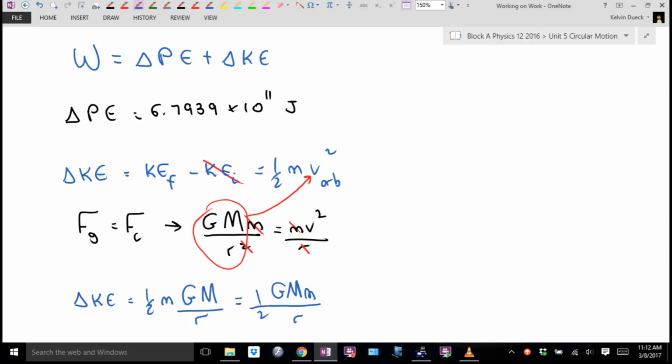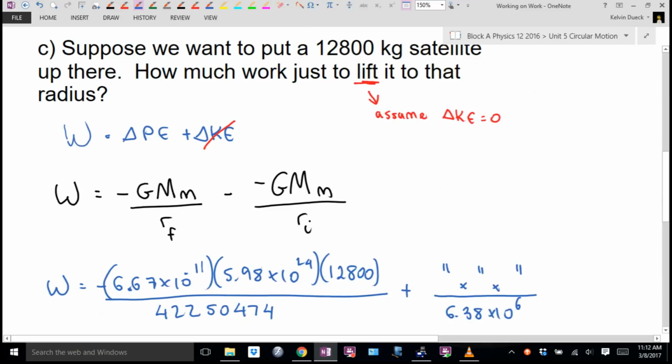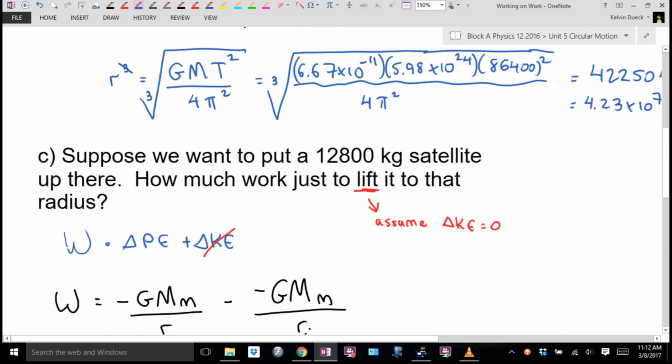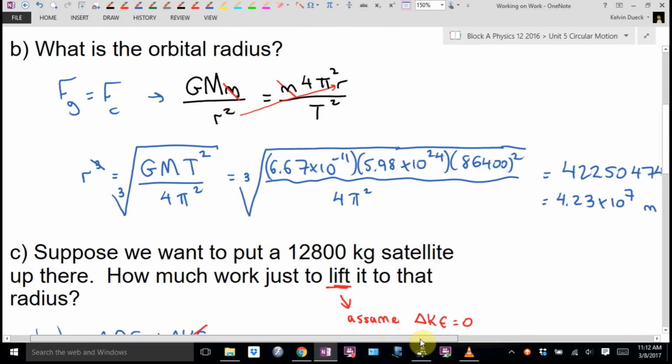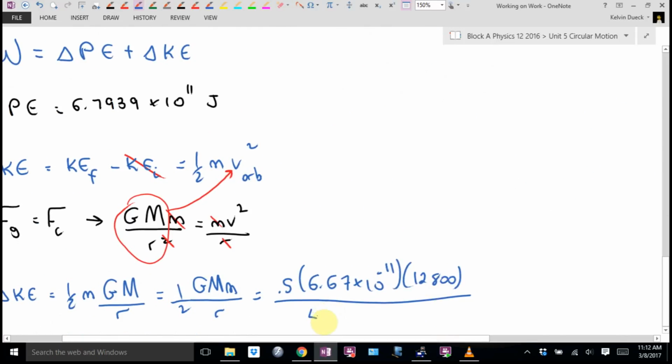So, it's going to be 0.5, 6.67 times 10 to the negative 11, 12,800, divided by, which are our orbit, which was 422,50,47,4.